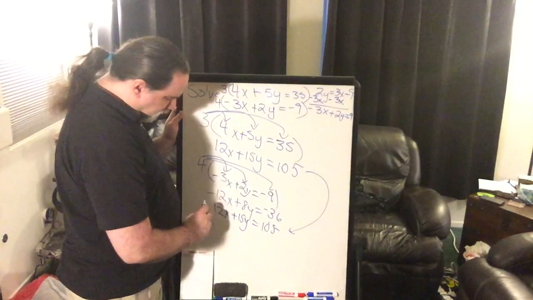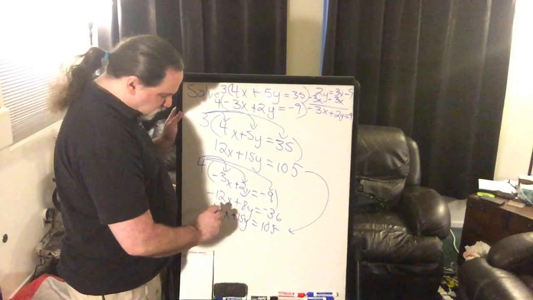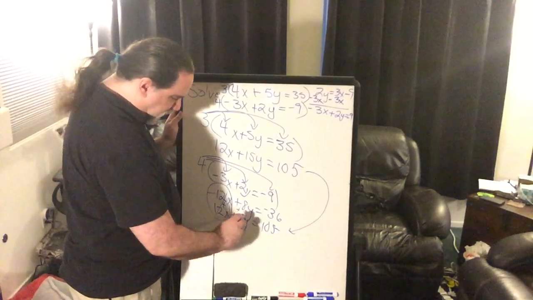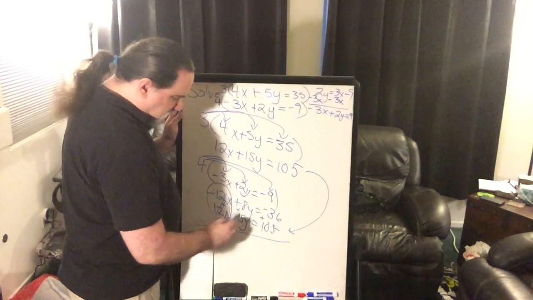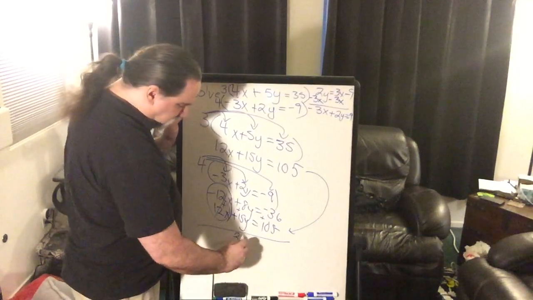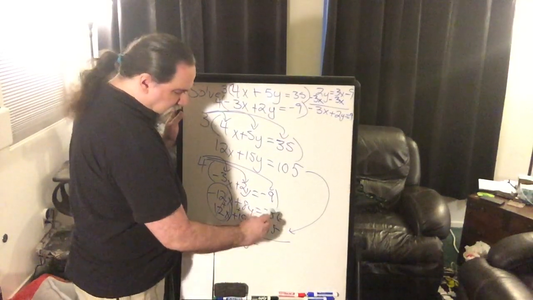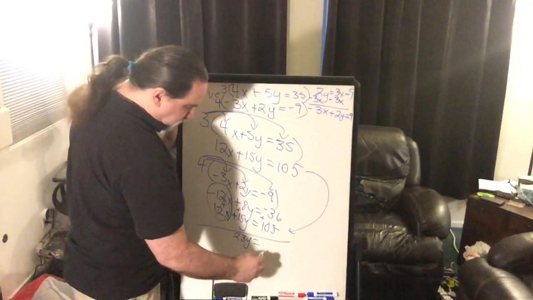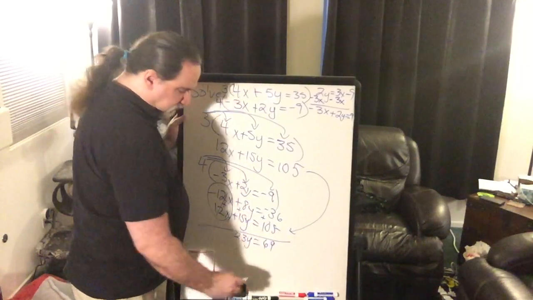And now I have, right here, I have my opposites. So I'm going to be able to add those up, and they're going to be gone. I'm going to add those, and I'm going to add those. 8 plus 15, that'd be 23y. And negative 36 plus 105 is going to be a positive 69.